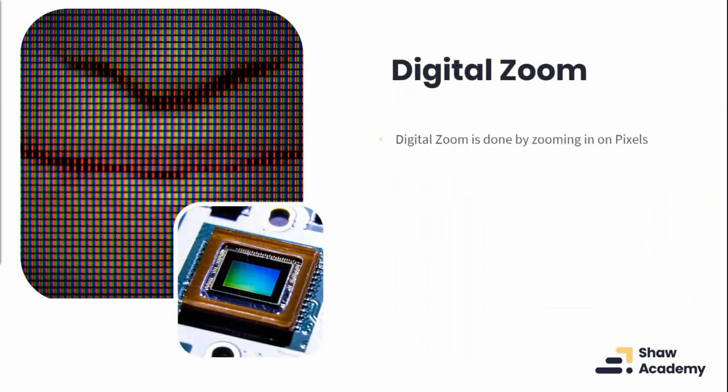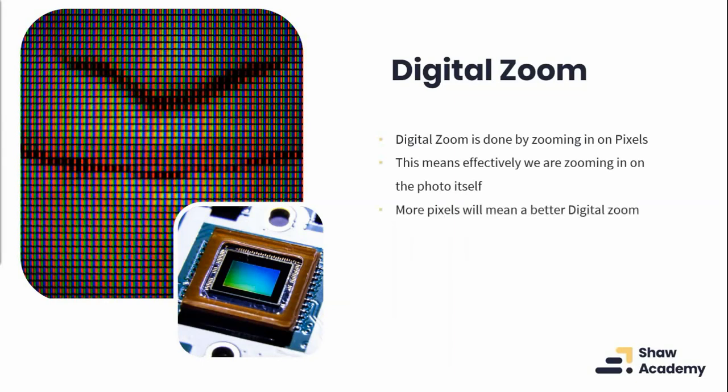That's different from what we call a digital zoom. And digital zoom is where the zoom is done by zooming in on the actual pixels of the image itself. Okay, so this is different from an optical zoom, which is done through the lens. So we're effectively zooming in on the photo or the image itself or the video itself, and more pixels will mean a better digital zoom.